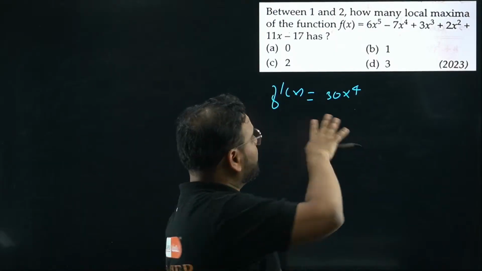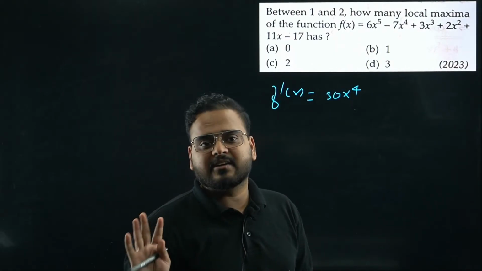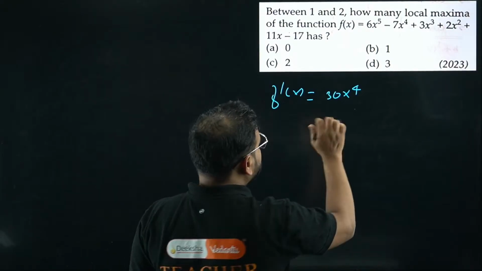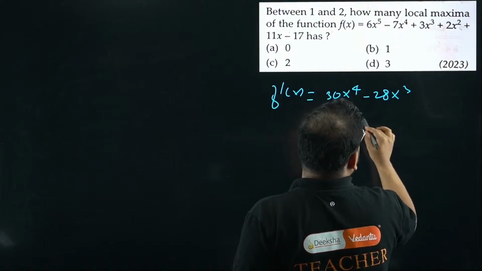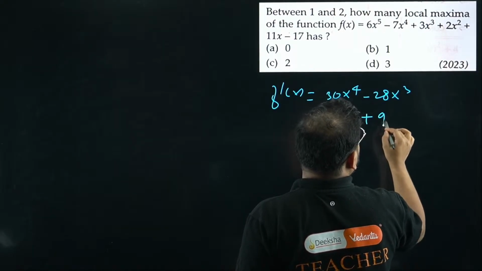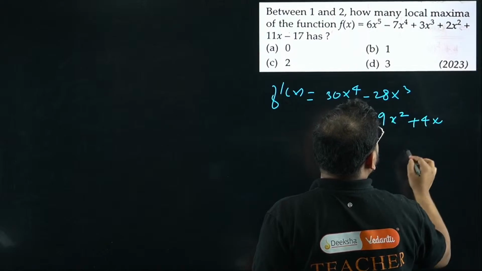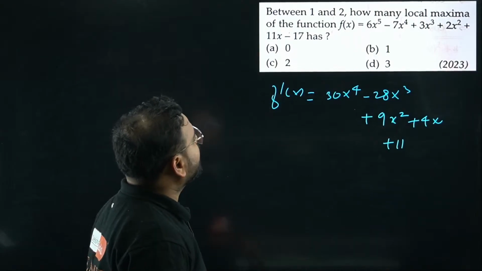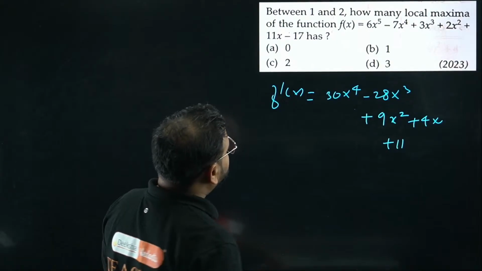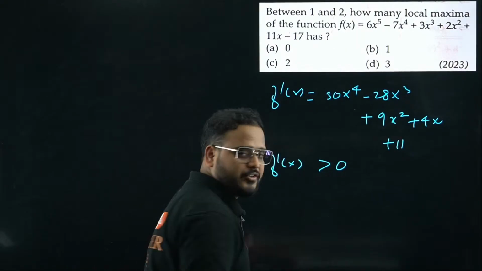Right now you might not have clarity in this question, but if you solve the first step, what is the first step? Finding the derivative is the first step. Do the first step, then we're going to see something will happen. 28x power 3 plus 9x square plus 4x plus 11. I want local maxima. But it is an increasing function, no? f dash of x is an increasing function. Please check, it's an increasing function, right?